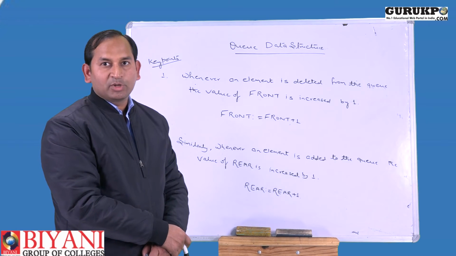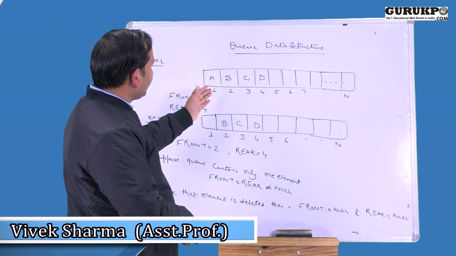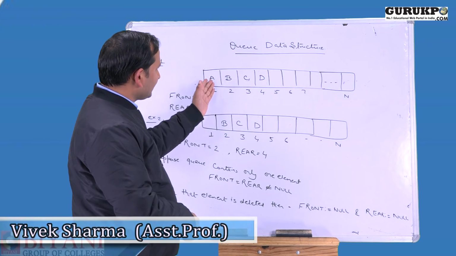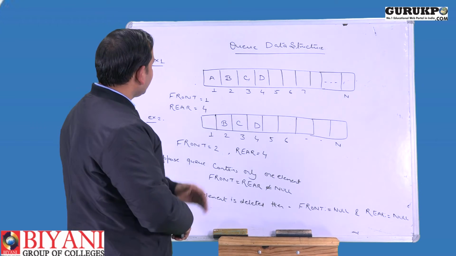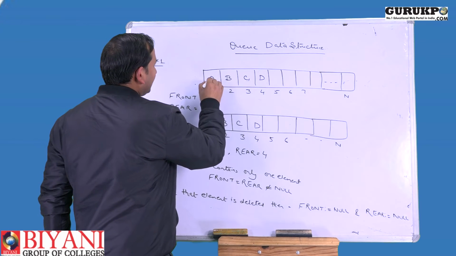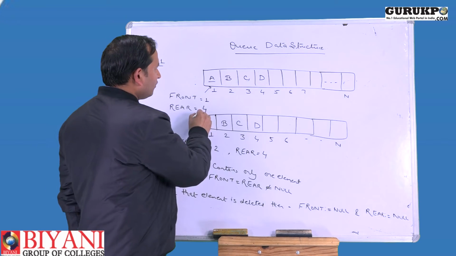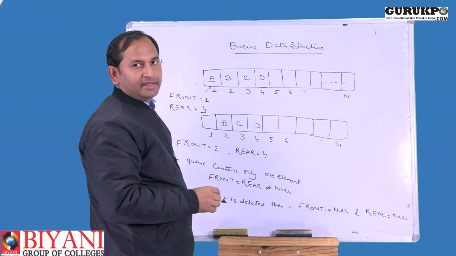Now we will take an example of queue data structure. In this example, first we have a queue. It contains 4 elements A, B, C, D. It is an n length queue. Here front equal to 1 and its value is A, and rear equal to 4 and its value is D. So this is the front and this one is the rear.